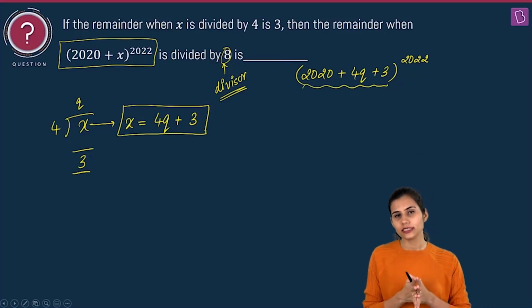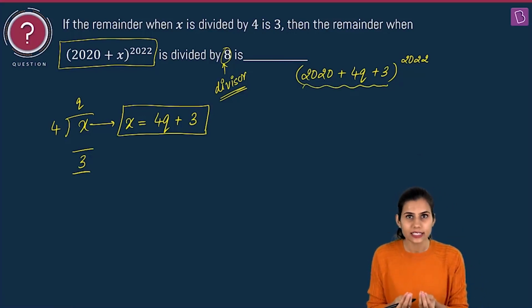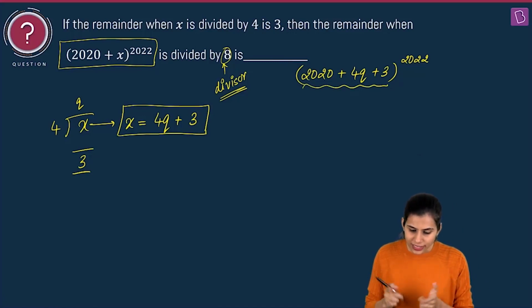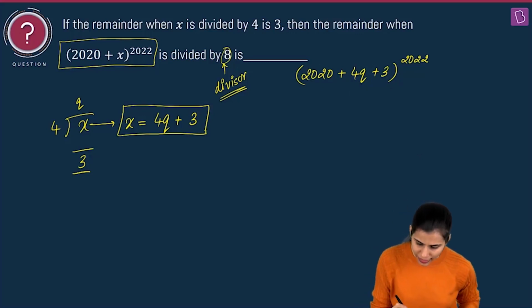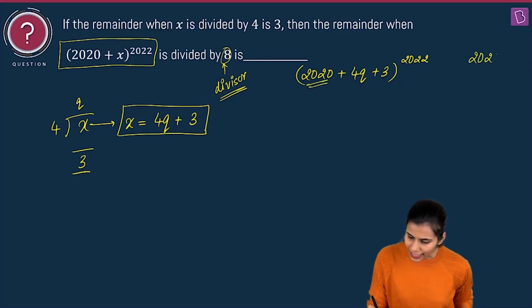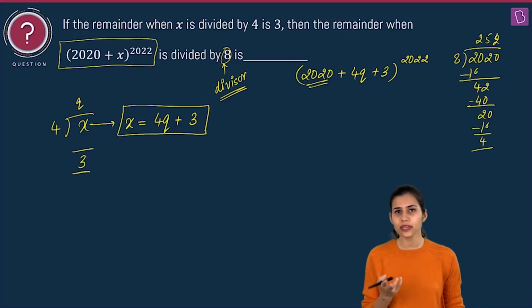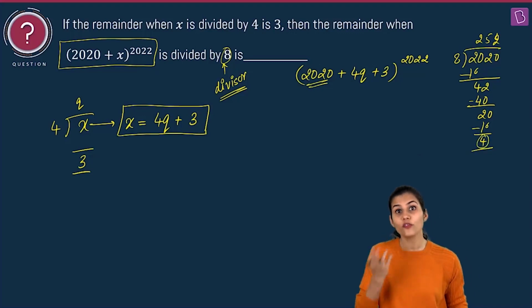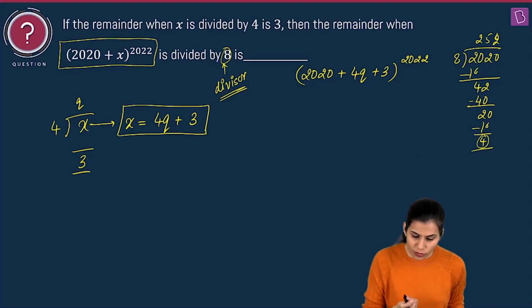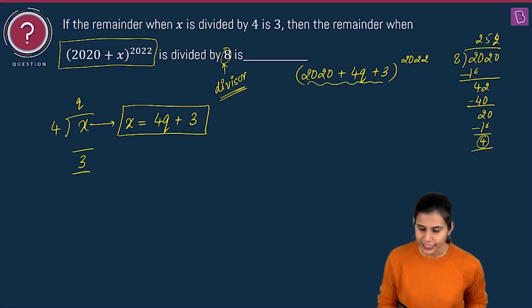See, because I'm interested in 8 to be the divisor, somehow I have to convert this inside expression as a multiple of 8. But wait a second, if I talk about 2020, when you divide by 8, what do you get? 8 into 2 gives you 16, remainder is 4, then 8 into 5 gives you 40, 20, then 8 into 2 is 16, so remainder is 4. That means 2020 is not completely divisible by 8. I'm getting the remainder 4, that means 2024 will be divisible by 8. So I'm going to create 2024 inside here.